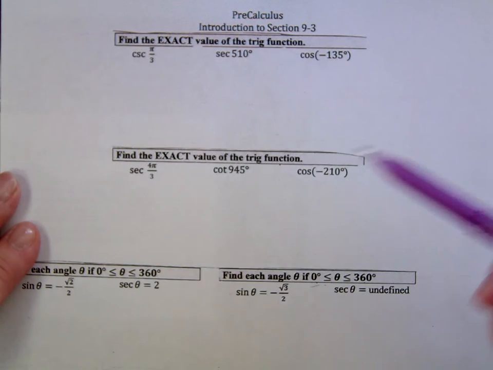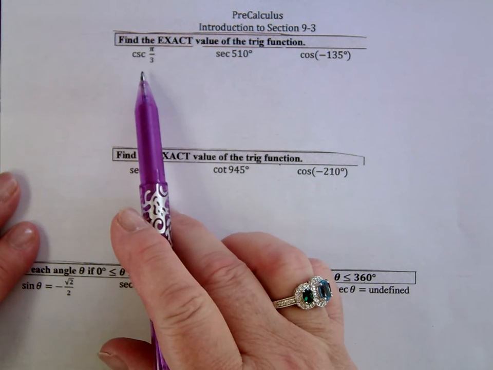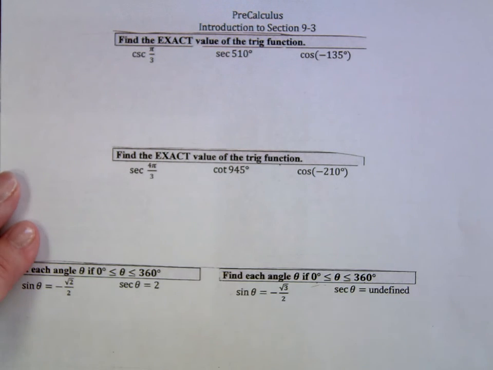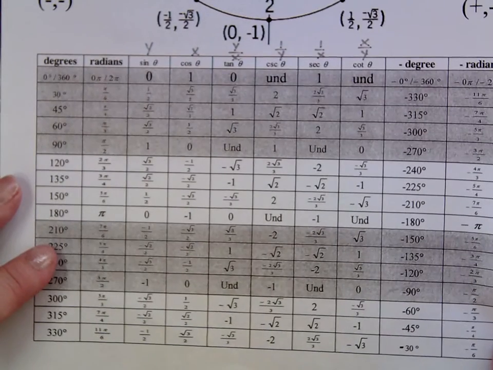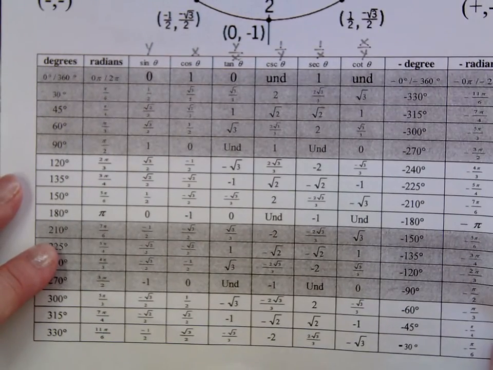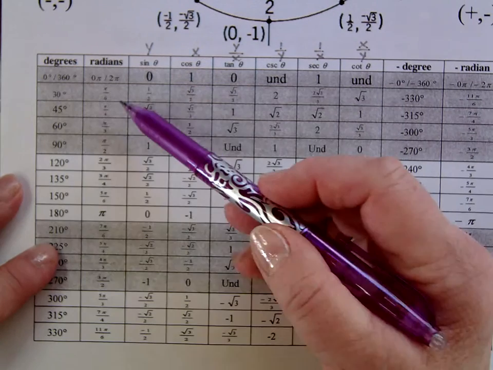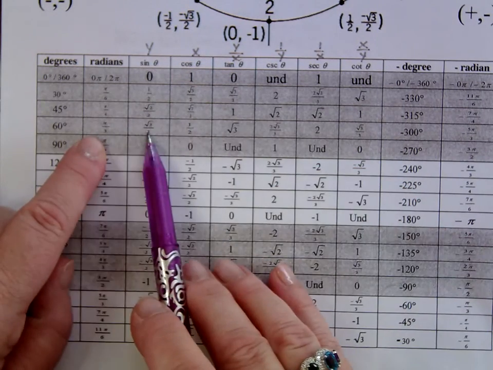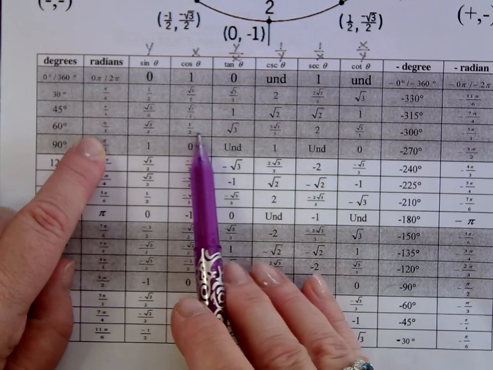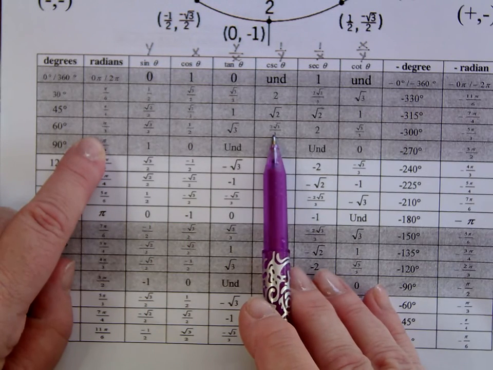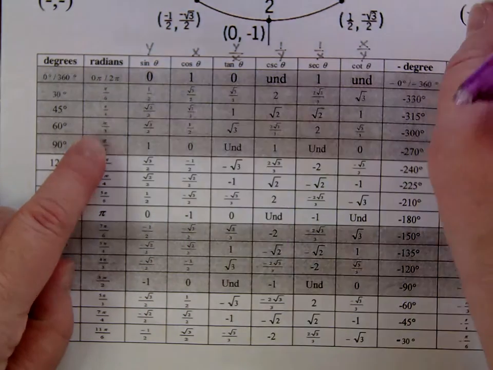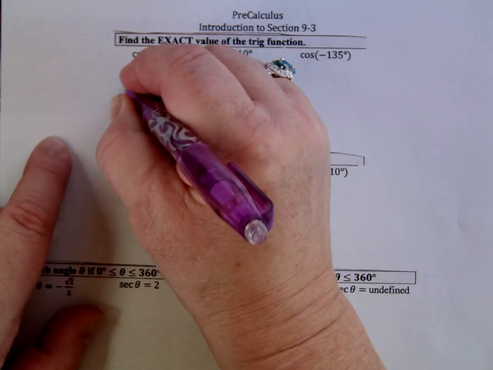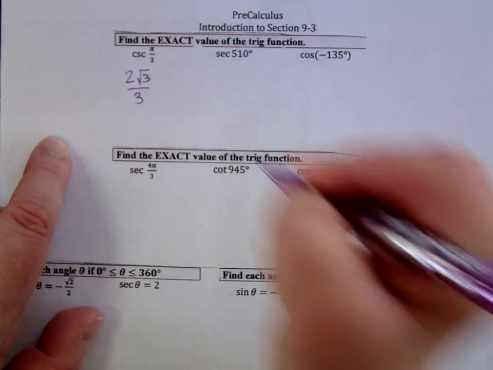So they want you to find the exact value of these trig functions, and they tell you the cosecant of pi over 3. So for the first ones, all you need to do is go to your handy-dandy chart that we used in the last section. They want the cosecant of pi over 3. So it's a positive pi over 3. You go to your pi over 3 column and go across to cosecant. Here it is. And your answer is 2 square roots of 3 over 3. And so that's your first one here, 2 square roots of 3 over 3.